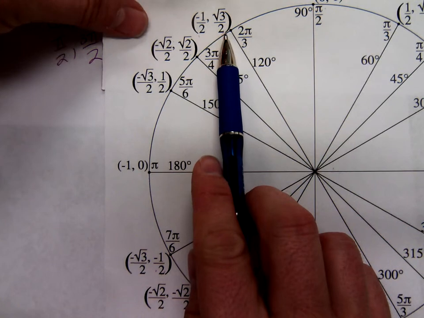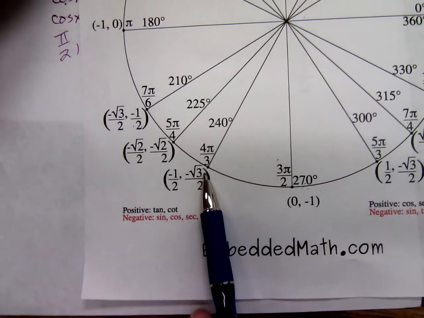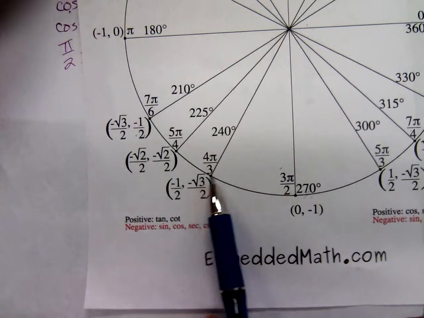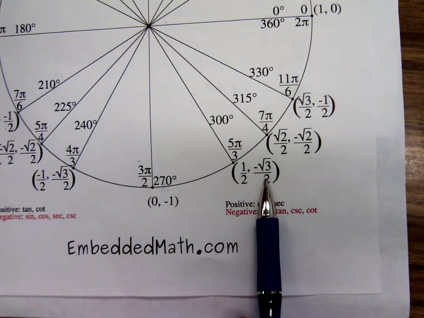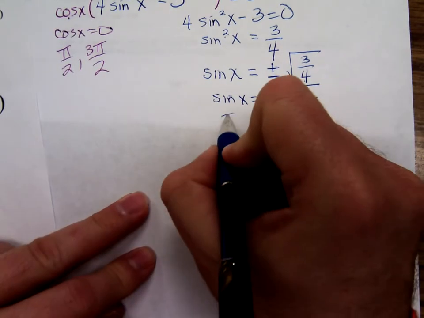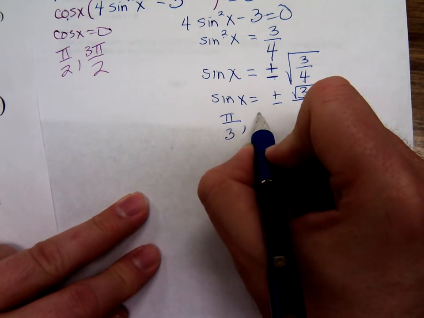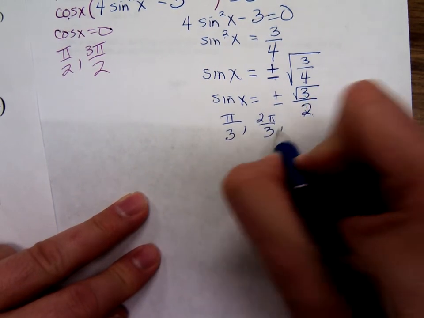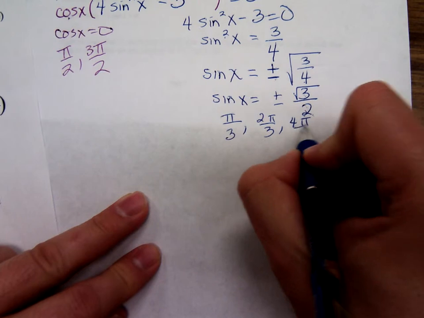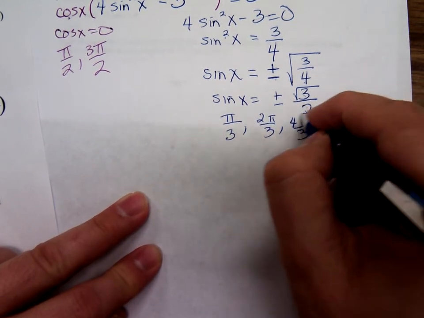Here's sine, the 2 pi over 3 sine is positive. At 4 pi over 3, it's negative square root of 3 over 2. At 5 pi over 3, it's negative square root of 3 over 2. So all of the over 3's: pi over 3, 2 pi over 3, 4 pi over 3, and 5 pi over 3.